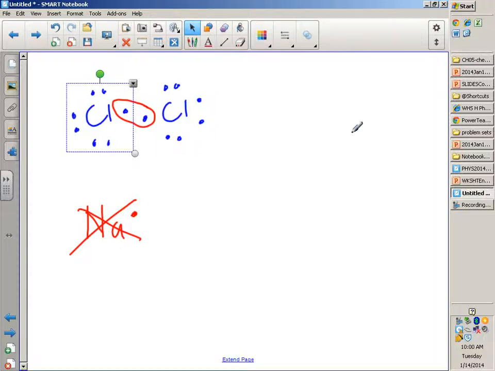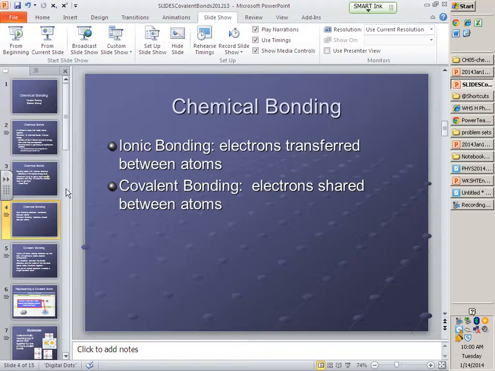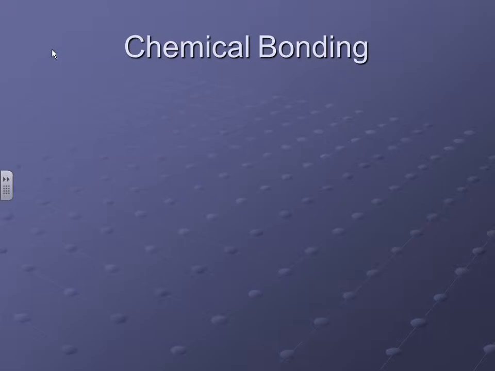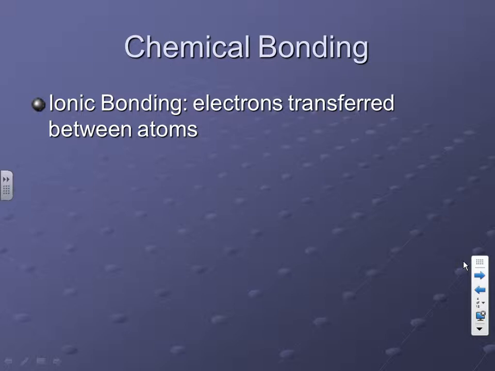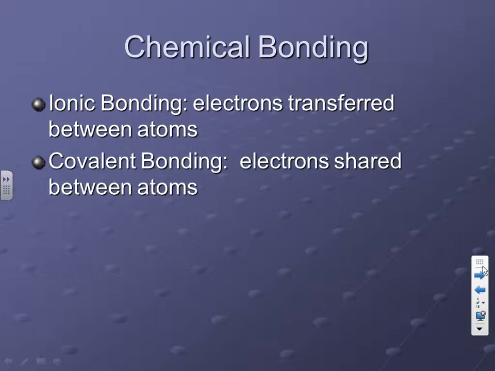Yeah. All right. So that gets us to the idea behind covalent bonding, where ionic bonding involves the transfer of electrons between atoms. Covalent bonding involves electrons being shared between atoms.